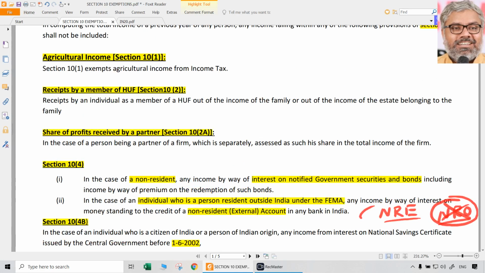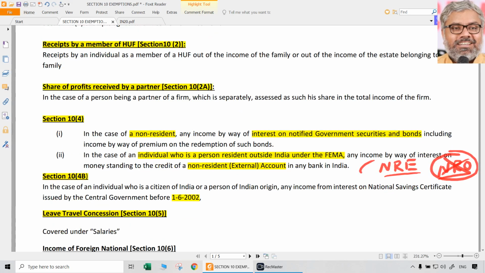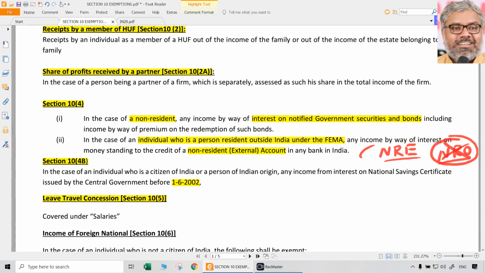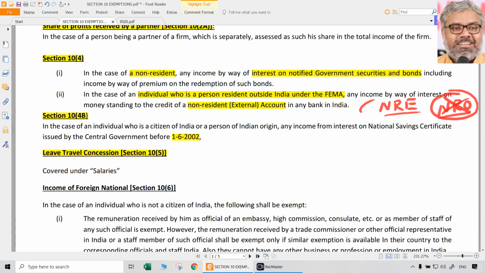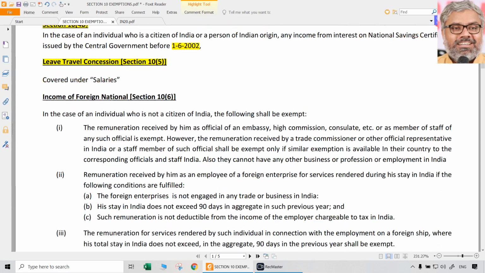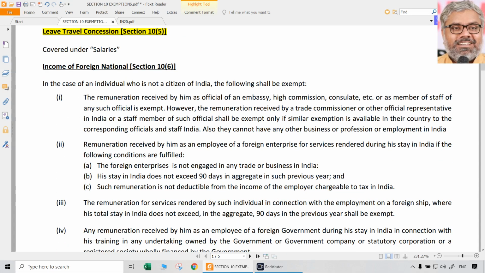Other things: section 10(1), easy to remember, agricultural income. 10(2), 10(2)(a) sequence, same logic, HUF share and partnership share. 10(4), not that much required in the section number, but NRE account, just if you remember generally, interest on NRE account is exempt, enough. 10(4)(b) not at all required. 10(5) you have to remember, and you should know that from the chapter and head of income of salaries.